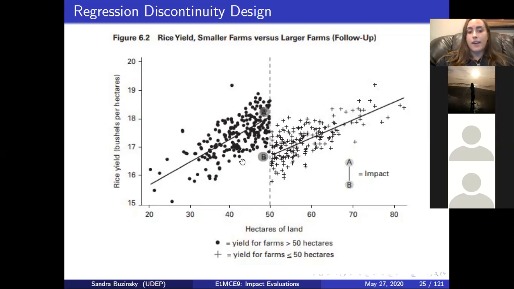So this is like a localized treatment effect. It's local within this comparability window. So we can't make inference for large farms. We can't make inference for small farms. We can only say something about these medium-sized farms.